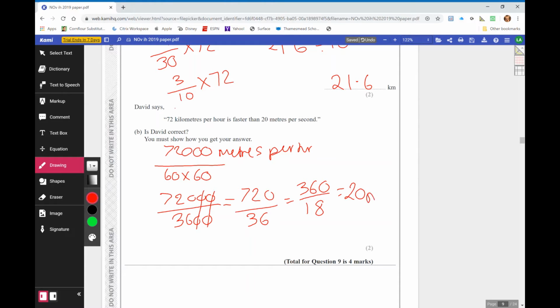So that is actually exactly the same. I've just worked out 72 kilometres per hour in metres per second, and it works out as 20, which is the same. They are the same. You could have done it the other way around. So I could have converted 20 metres per second into kilometres per hour, and you would have got this to this. So it's just saying it's exactly the same thing.